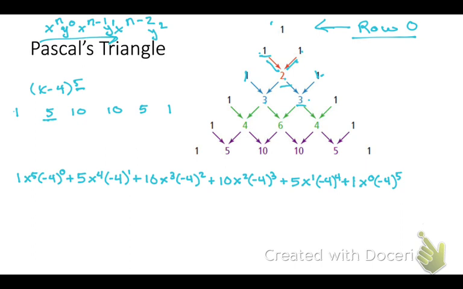Okay, so let's see. Negative 4 to the 0 is 1. And this is all multiply. Everyone understands that, right? So this is times 1. And so this is just 1 times 1, so I just get x to the 5th. Okay. Then here, negative 4 to the first is negative 4 times 5 is negative 20, negative 20 x to the fourth. And then negative 4 squared is 16 times 10 is 160, 160 x to the third.